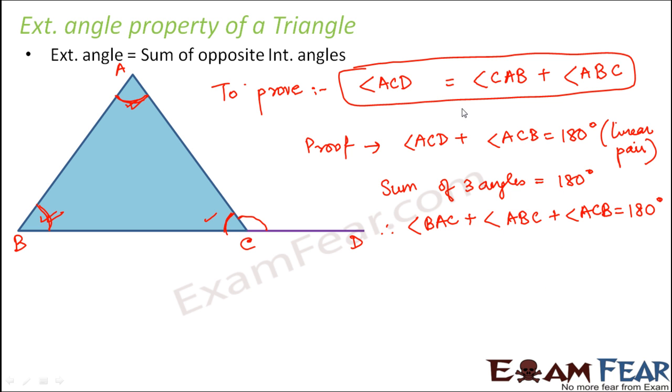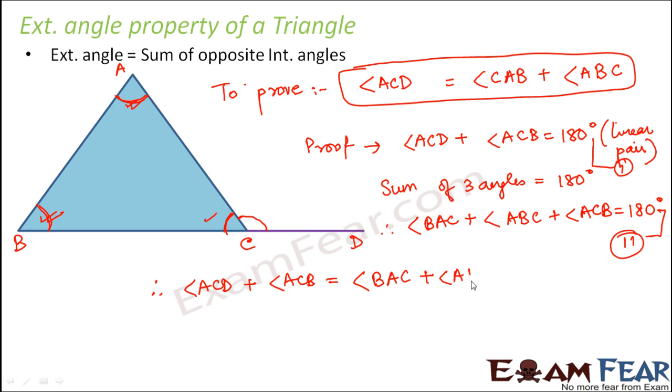Now when you look at this first equation, let us call this equation 1. Let us call this as equation 2. So when you compare equation 1 and equation 2, you see that ACD plus ACB is also equal to 180 and BAC plus ABC plus ACB is also equal to 180 degrees. Therefore, we can say that angle ACD plus angle ACB is equal to angle BAC plus angle ABC plus angle ACB.